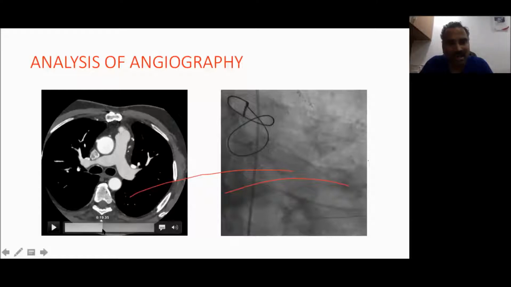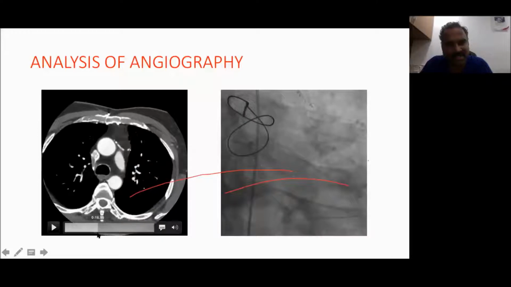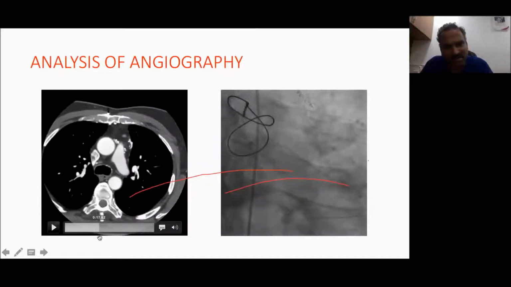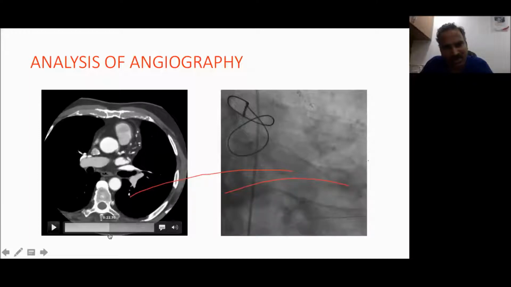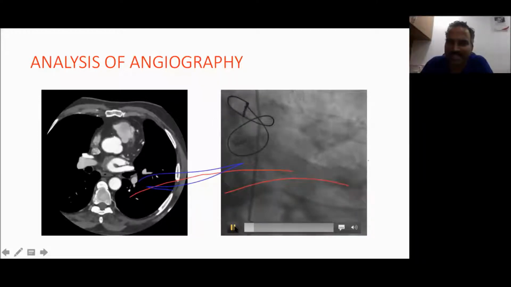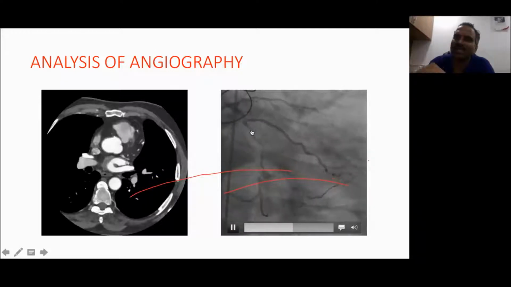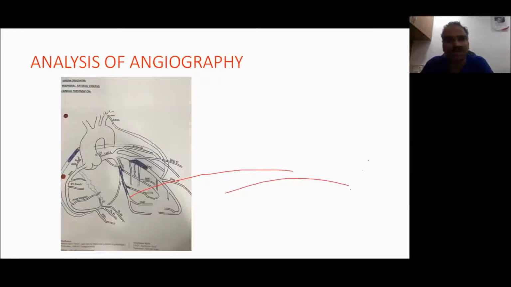Now I'm following this graft distally. You just follow that graft distally where it is going. So you can see clearly it is going and attaching to the diagonal. So not native LCX. Native LCX is far away. So then I understood the graft is given to only LAD, and retrospectively I made out there is a competitive flow. In first view, I couldn't make out the competitive flow.